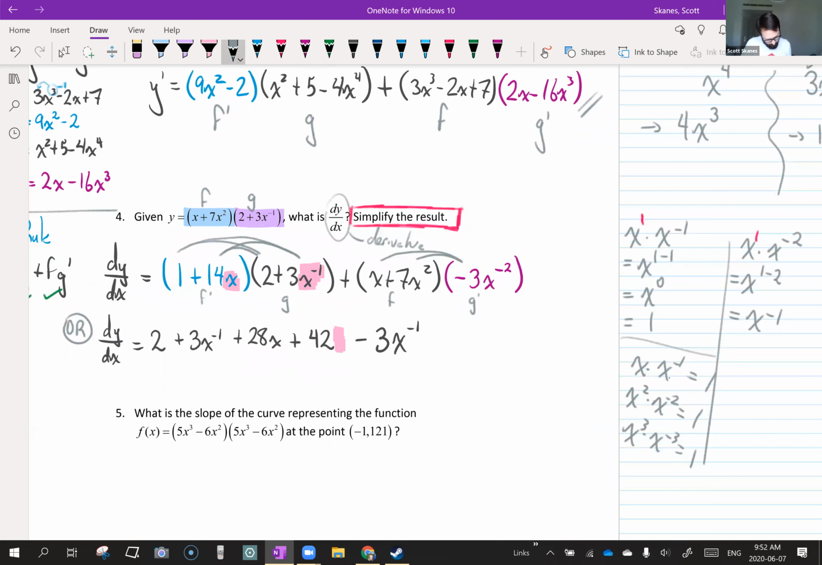So where am I? I just did this times this. And now I need to do 7x squared times negative 3x to the power of negative 2. So this is negative 21. And I see here that this is an x squared, and next to the negative 2, they cancel each other. They become 1. So I think I'm done. That was actually a lot of work.